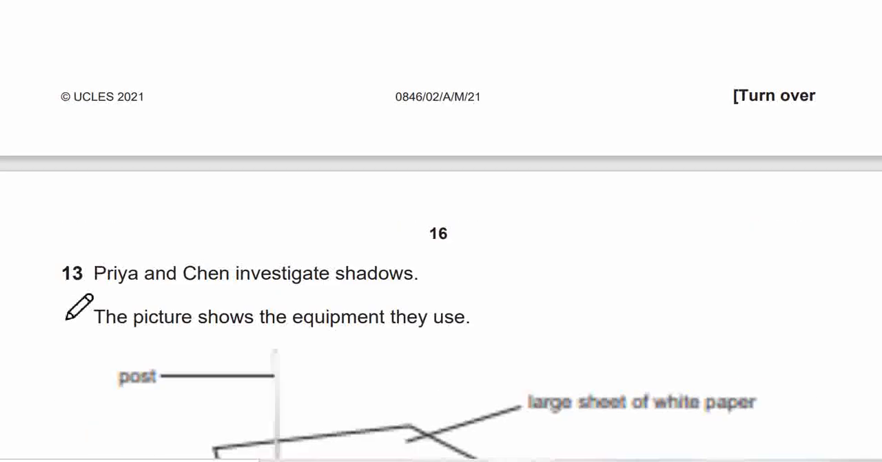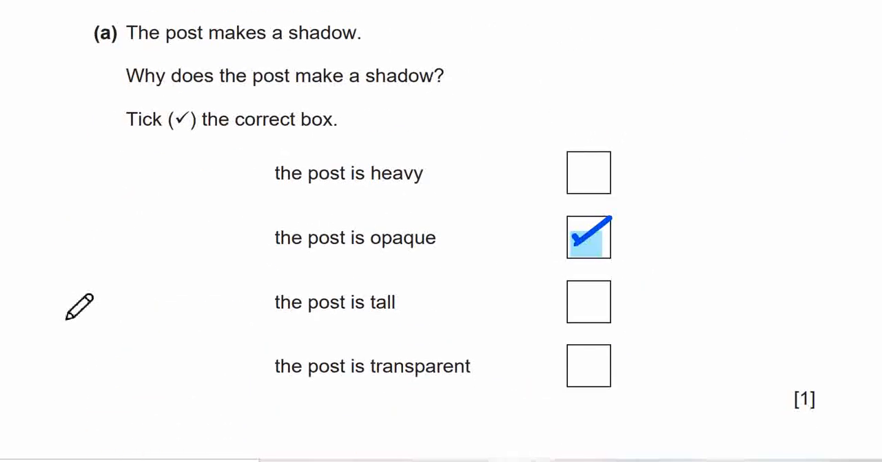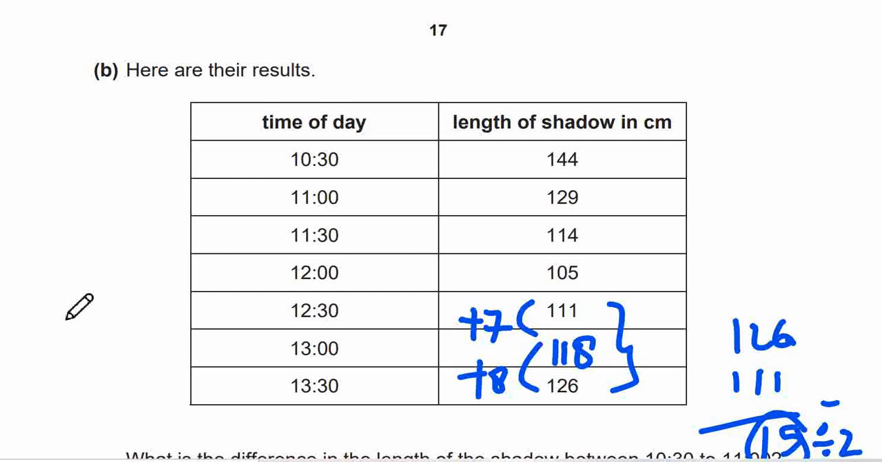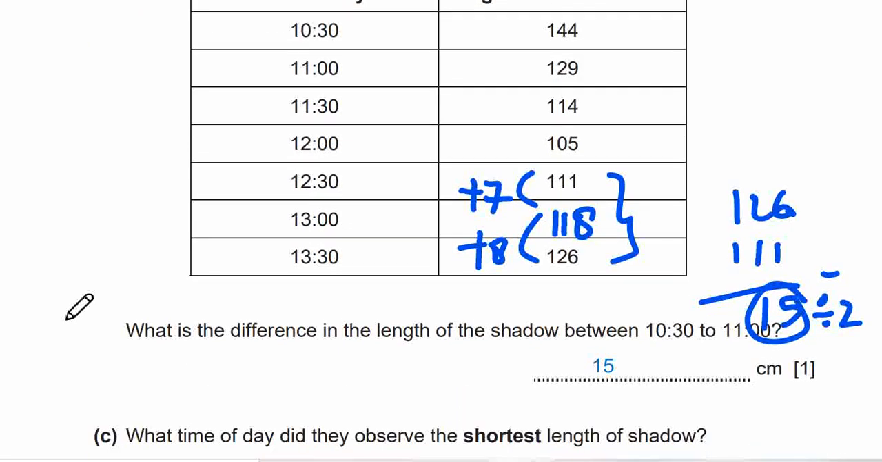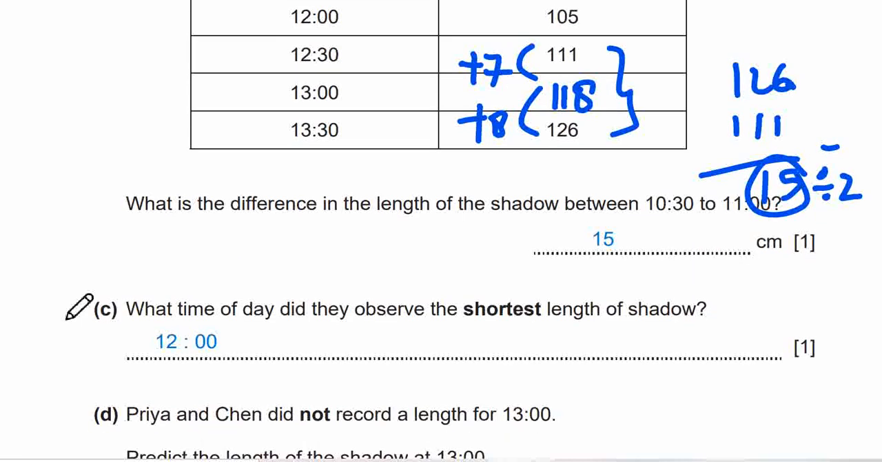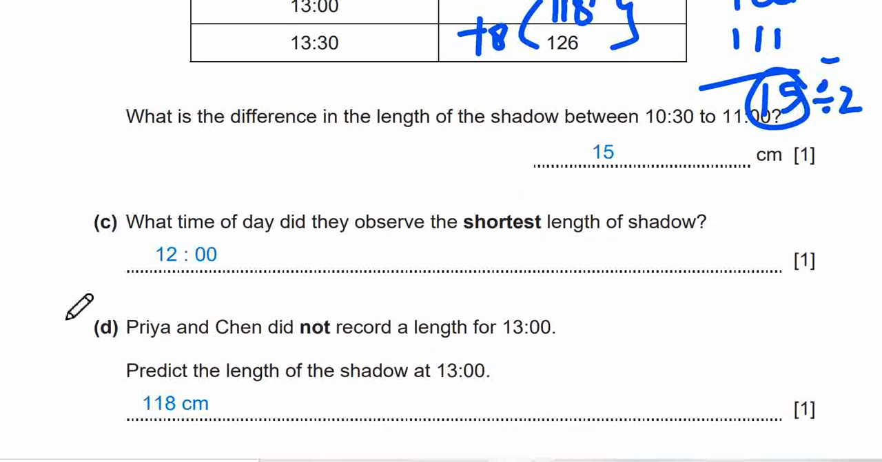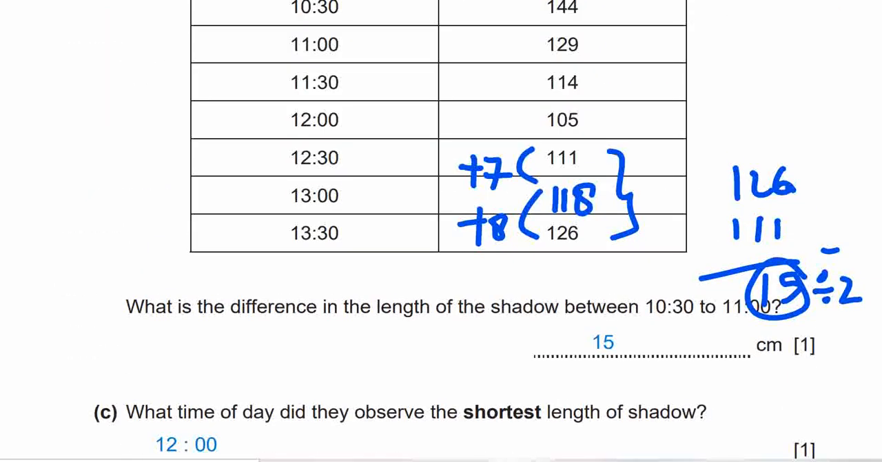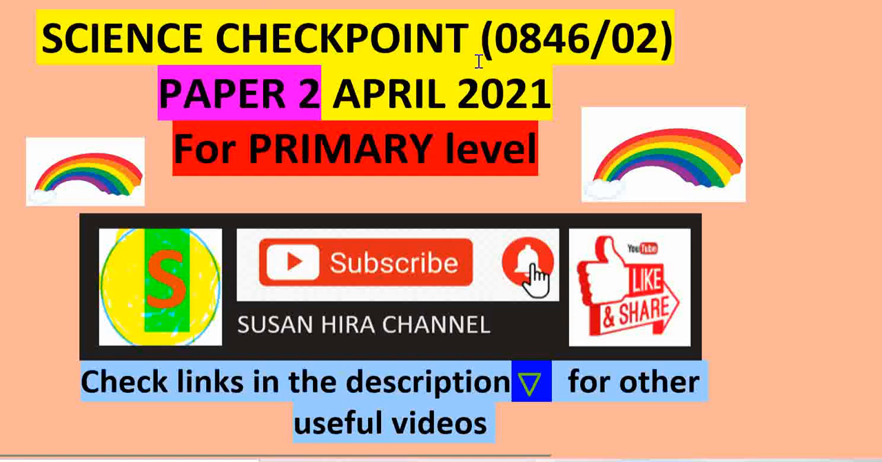Next will be question 13A and 13B, and then C and D, and that's the last. So today we have discussed the Science Checkpoint with paper code 0846/02, Paper 2, April 2021, for primary level.